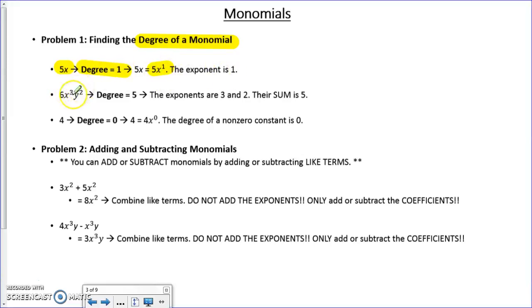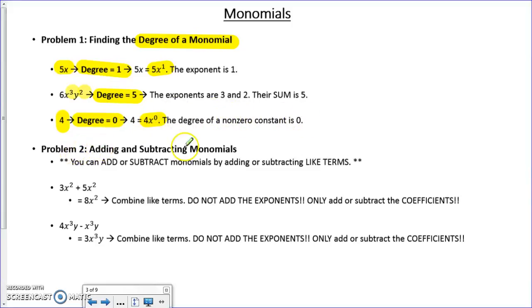The next one, 6x cubed y squared. The degree here is 5. The exponents of the variables are 3 and 2. When you add them together, their sum is 5, so the degree of this monomial is 5. The third example, 4. The degree here is 0. 4 is a non-zero constant. There are no variables attached to it. We can also write it as 4x to the 0 power, and the degree of a non-zero constant is 0.